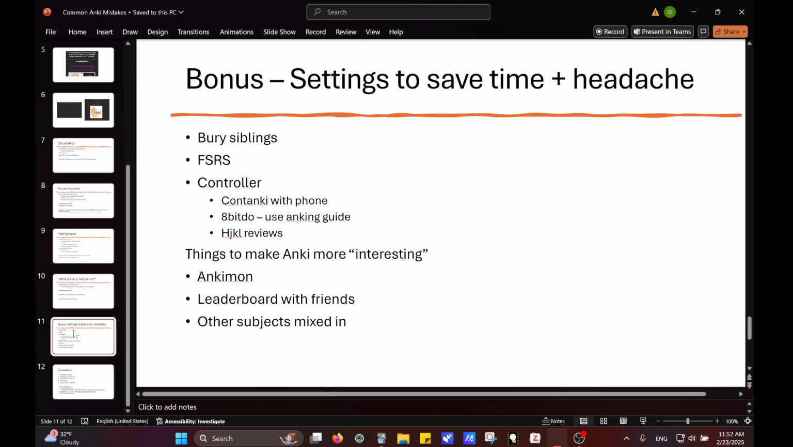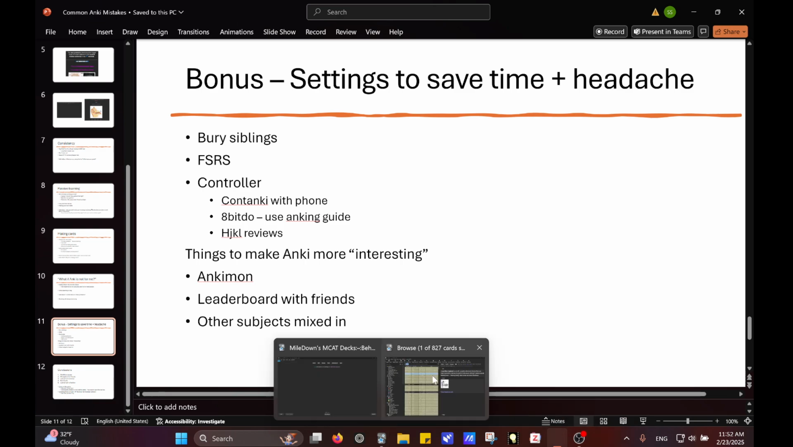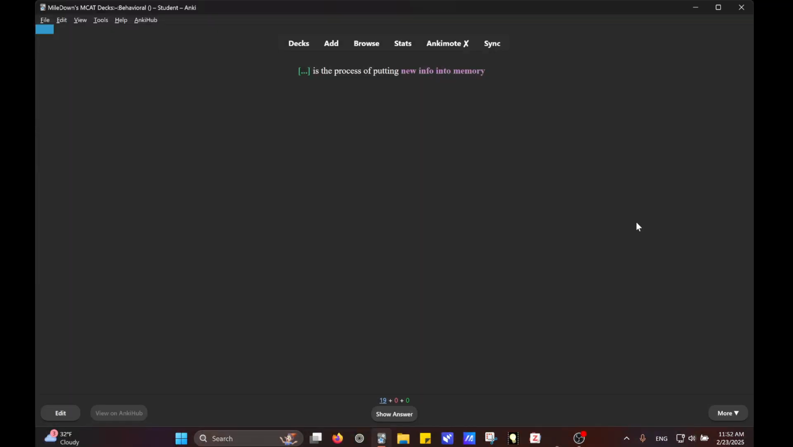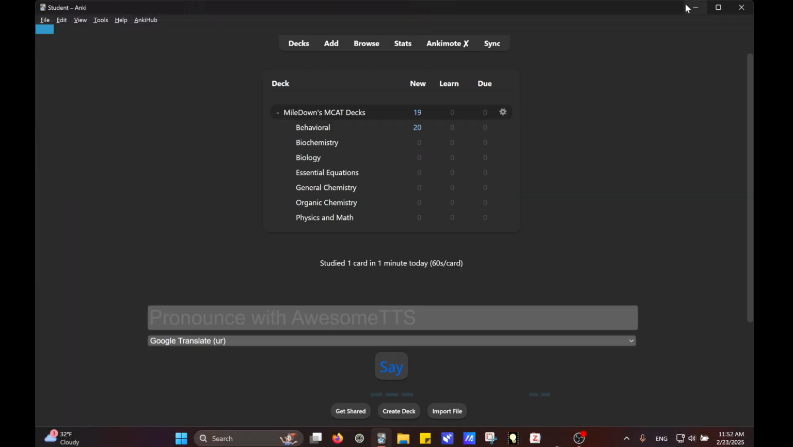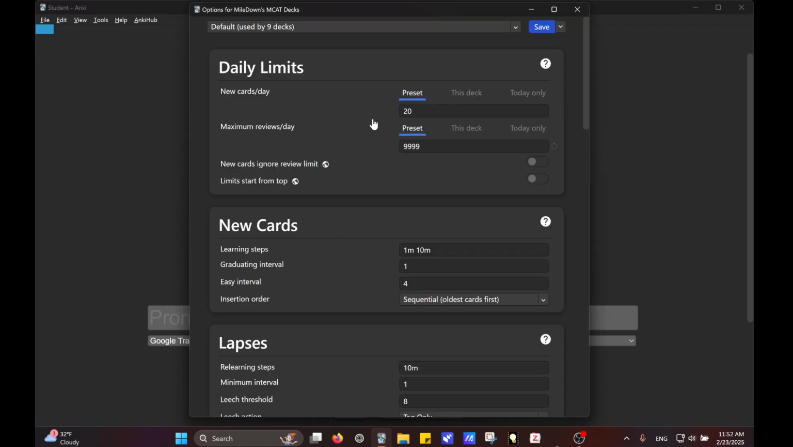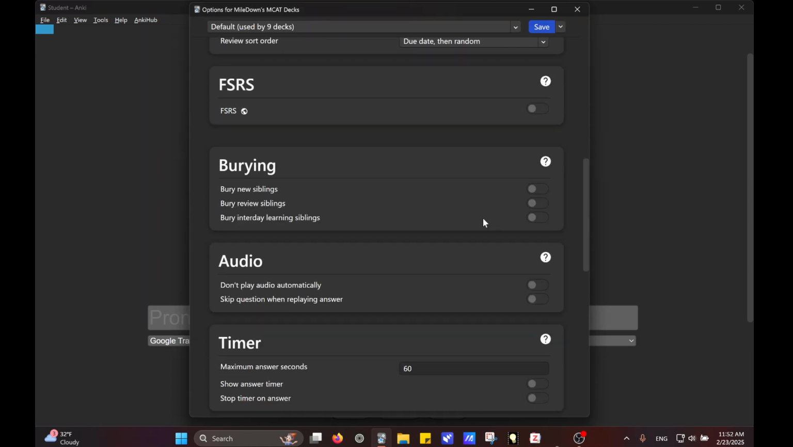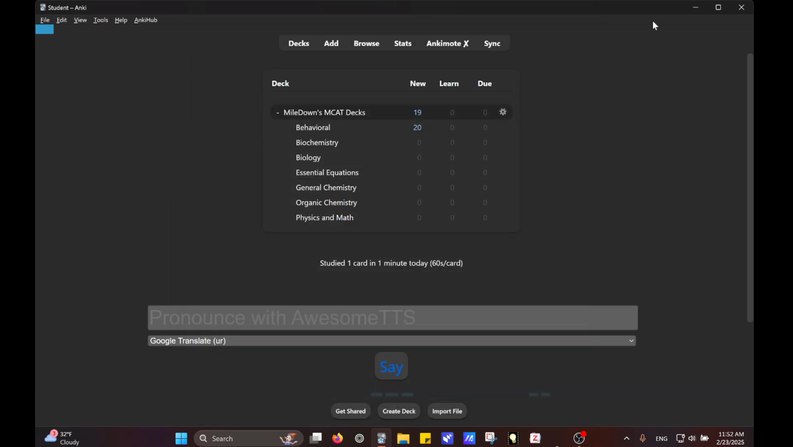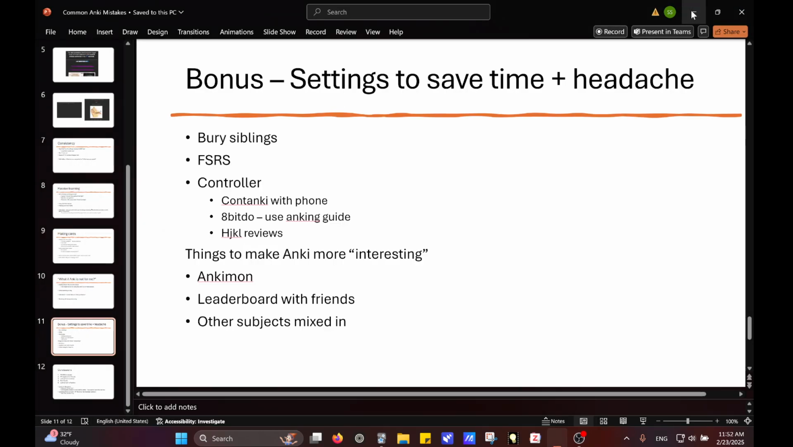I just wanted to throw in some bonuses, some settings, and extensions that I thought help make Anki more interesting and save you some time. So the first I wanted to show you was this bury siblings toggle. You should turn all of these on, and just trust me on that for now.